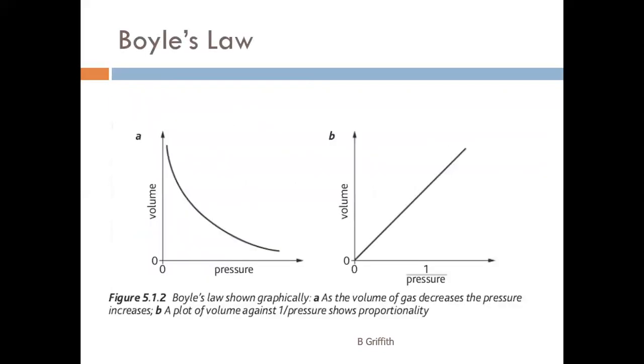So according to the CXC study guide, these are your graphs showing Boyle's law, where the pressure is inversely proportional to volume. And of course, volume is directly proportional to the inverse of pressure. Please note the axes. Please note that for graph B, your line is running through 0 for both of them.